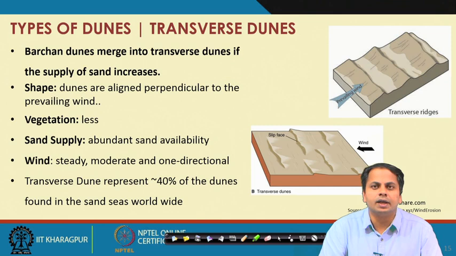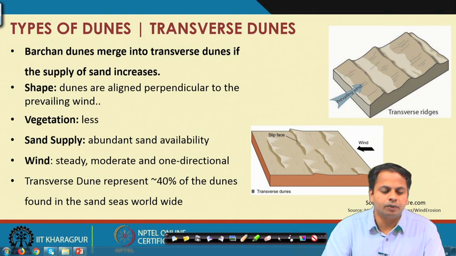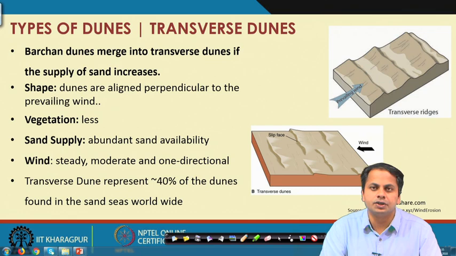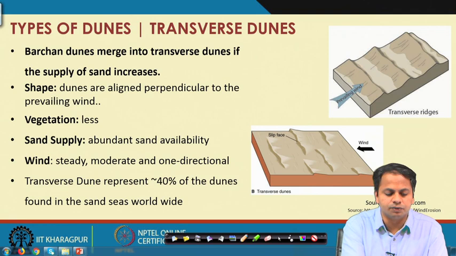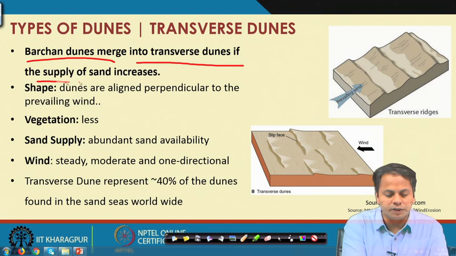Okay. Now, the next type is a transverse dune. Very much similar to Barchan dunes, but when the sand supply in the Barchan dunes increases, then they merge into transverse dunes. So Barchan dunes merge into transverse dunes if the supply of sand increases. Okay.